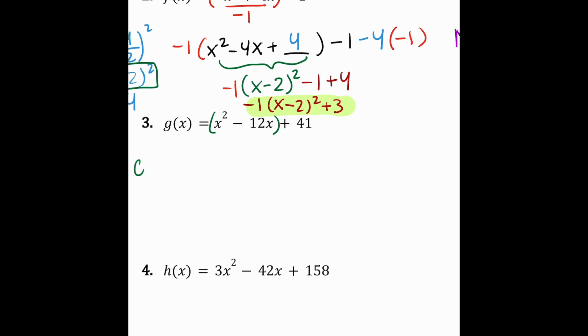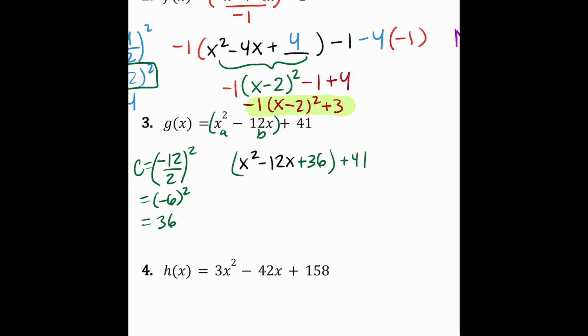In order to find c, I take my b value. This is a, this is b. I take my b value, negative 12, divided by 2, and I square it, where I get negative 6 squared, which is just 36, okay? So if I rewrite this, I have x squared minus 12x, and I found c to be 36, because that's a perfect square. And then we have plus 41, and then whatever I found c to be, I'm going to subtract it outside.